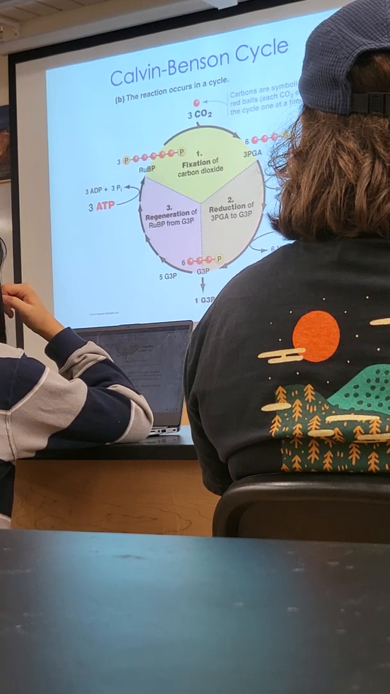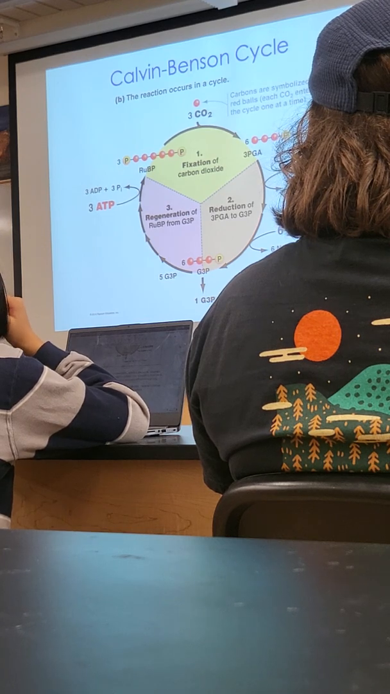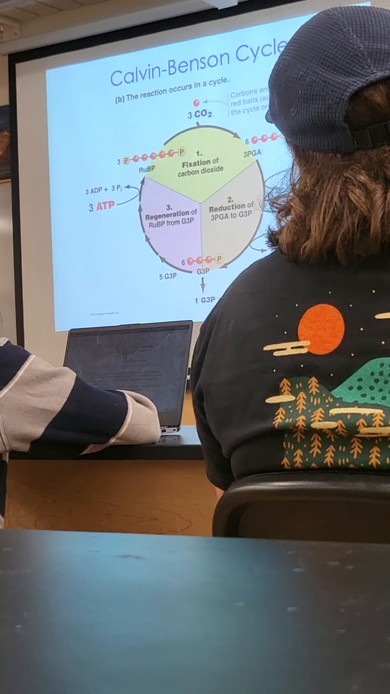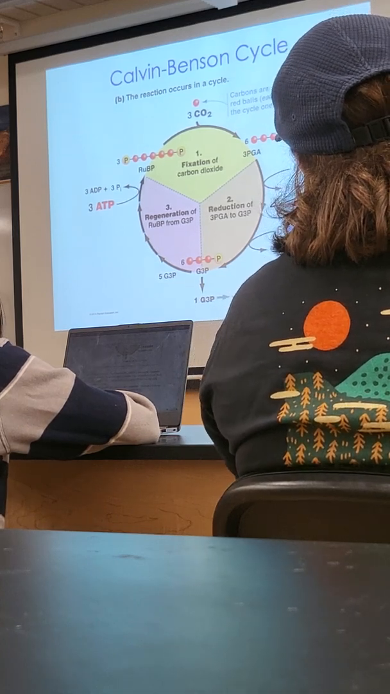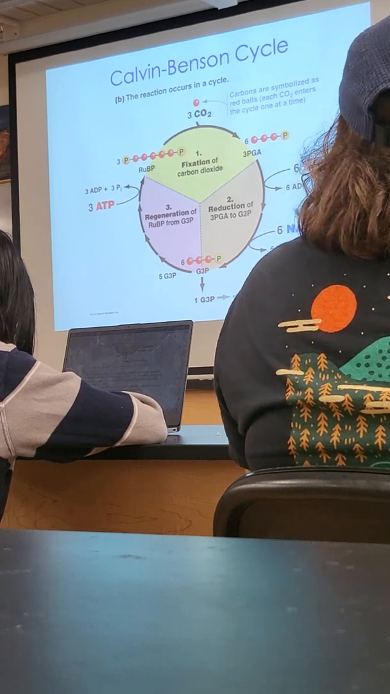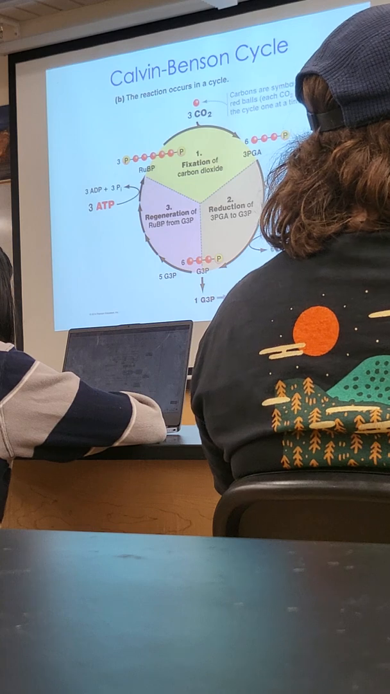How many times would this cycle have to turn to make a 6-carbon sugar? If each time it turns 3 times, we get 1 3-carbon sugar. Anybody see? Somebody said it 6 times. So the cycle itself has to turn 6 times to make 1 glucose.